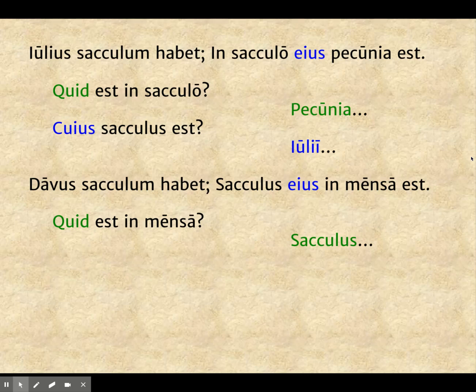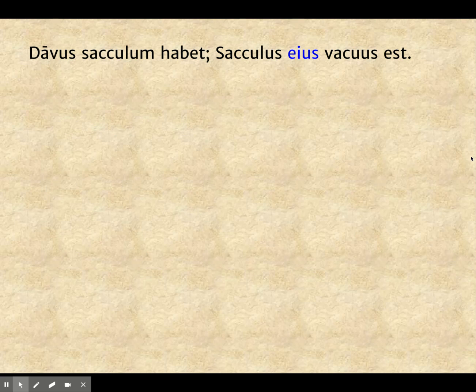Next question. We're looking for the possessive. Cuius saculus est? Hopefully you said Davi saculus est. Saculus does not belong to the mensa, it belongs to Davus, and we have to give the possessive form. Next one. Davus saculum habet. Saculus eius vacuus est.